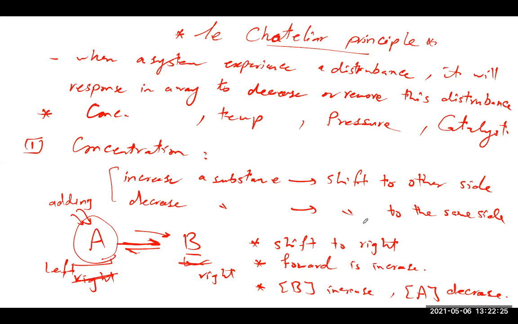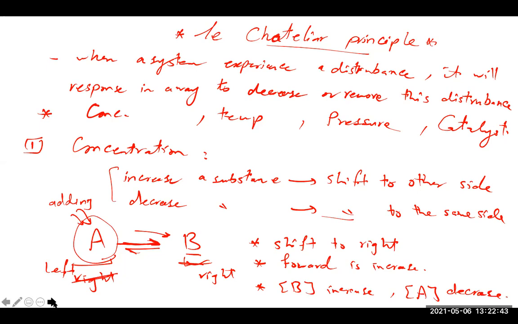Again, what will happen if we add more A to the reaction? If we add to one side, it will shift to the other side, which is the right side. So the forward reaction will increase, and if we increase the forward reaction, we will produce more B, so the concentration of B will increase.